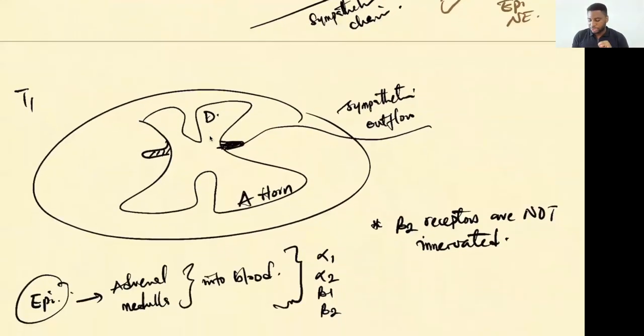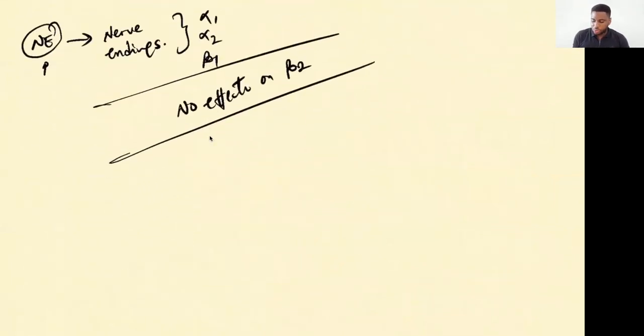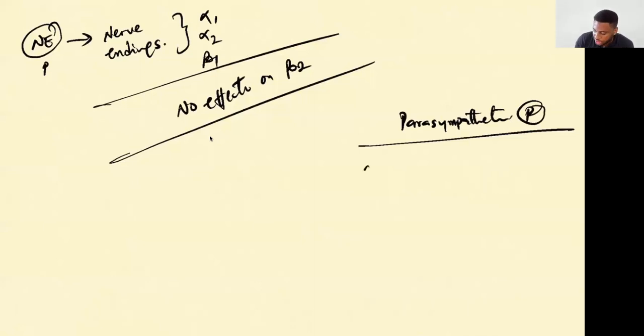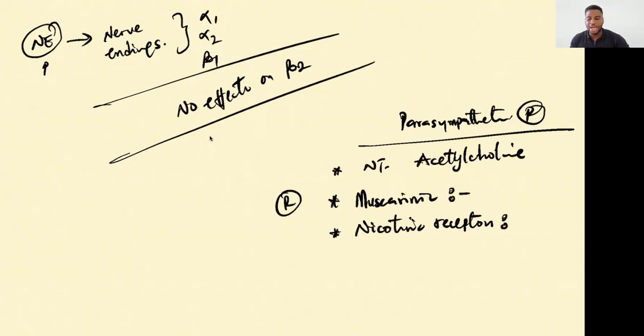We've talked about the receptors that are sympathetic, alpha 1, alpha 2, basically alpha and beta receptors. Now let's talk about receptors that are parasympathetic. Remember, first of all, that the neurotransmitter is acetylcholine. So what are the receptors that are parasympathetic? They are muscarinic receptors and nicotinic receptors. Muscarinic and nicotinic receptors.